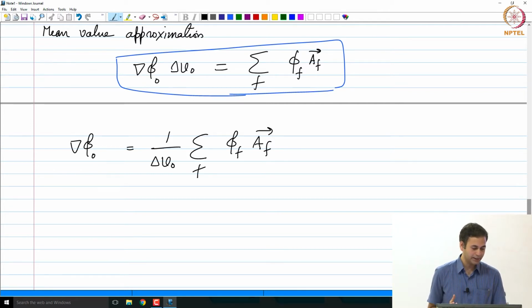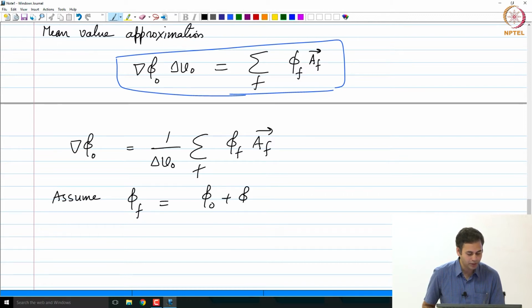So, let me begin with a crude approximation. Let me assume that I would calculate my phi f as an arithmetic average of the phi 0 and phi 1 values. Now, this is not correct. This is only correct if you have uniform cells. If you do not have uniform cells, this has to be replaced with a linear interpolation, right. Need not be harmonic mean.